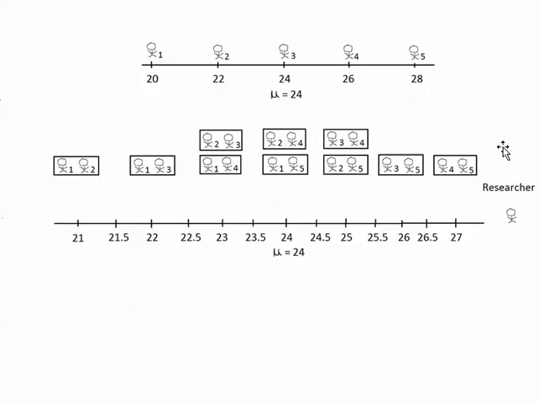Person 4 and person 5 are also a possible sample that I might get. Their ages are 26 and 28. And the mean of their 2 ages is 27. If you added their 2 ages and divided by 2, you would get 27 right here. So these 2 people are the lowest sample in the sampling distribution because they have a mean of 21. These 2 people are the highest sample in the sampling distribution because they have a mean of 27.